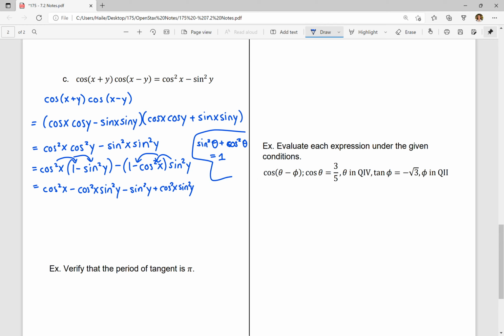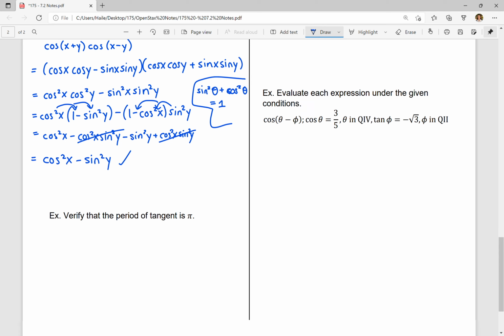Okay, so now my final step is I notice I have a negative cosine squared x sine squared y, as well as a positive cosine squared x sine squared y. So those are going to add away, and I'm left with cosine squared of x minus sine squared of y. And so I've reached the other side of my identity, and that's what I wanted to do.